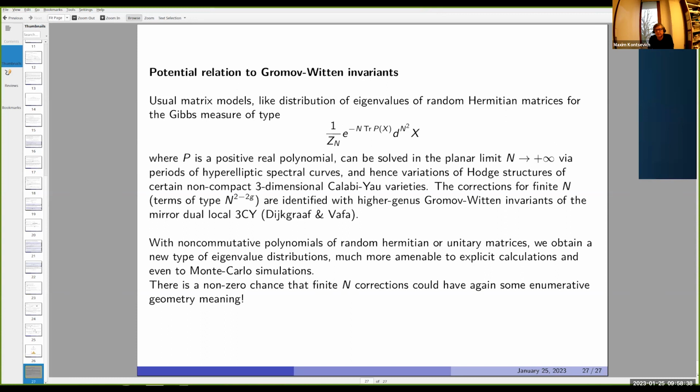Okay. Thank you very much. So let's first take questions from people here. Are there any questions? So, I have a question. In all the examples which you showed today, do you have periods of the volume form on non-commutative Calabi-Yau? And you always have a variation of Hodge structure with this period intersection.